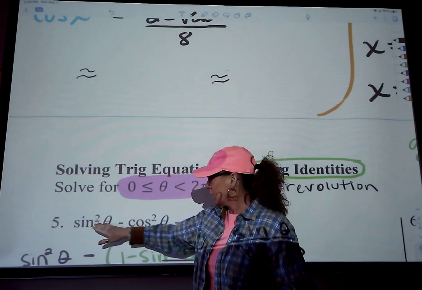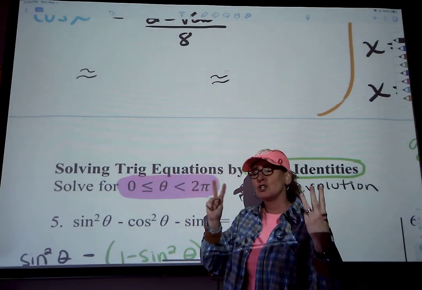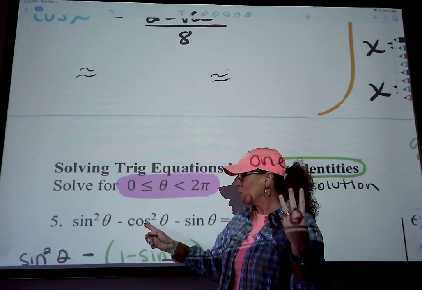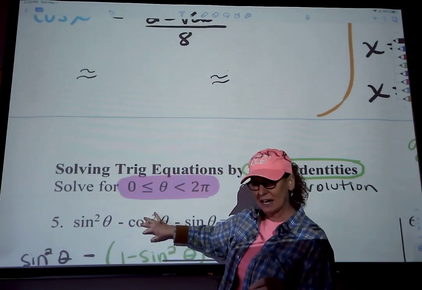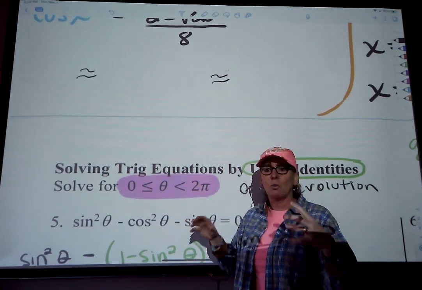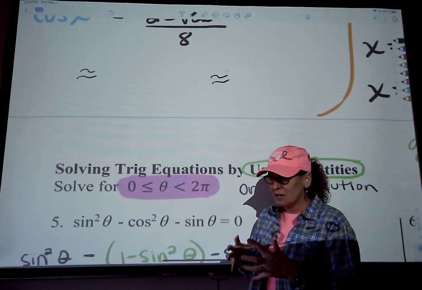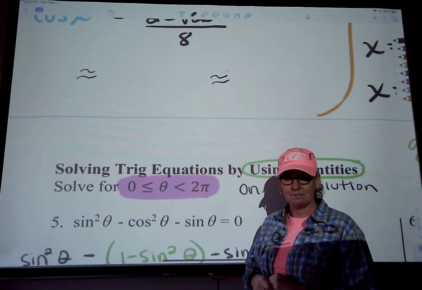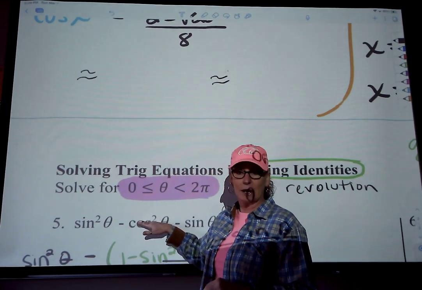So I got 1, 2, 3. I've got 3 terms, 2 of which are a sine. So I think I want to replace this and make it more similar. Take out the cosine squared, make it more similar to what I have here. So what can you replace cosine squared with so that it fits in better with your sines? You can replace cosine squared with 1 minus sine squared. So that's what I'm going to do.